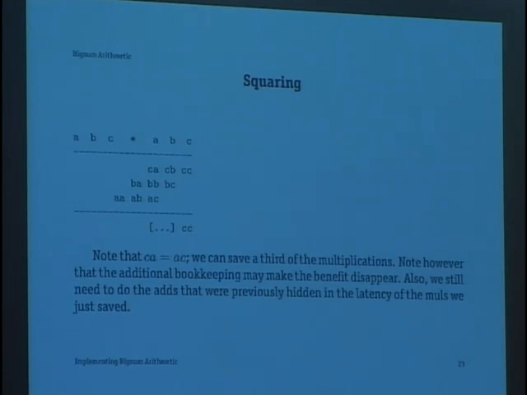On the other hand, you still need the additions. And I told you earlier that the multiplications hide the additions. So if you do some clever stuff here to not do the multiplications, then you still have to do the additions that were hidden in the multiplication previously, right? So in the end, this looks like it should speed up by 30%, but it doesn't. Also, there's additional bookkeeping needed.